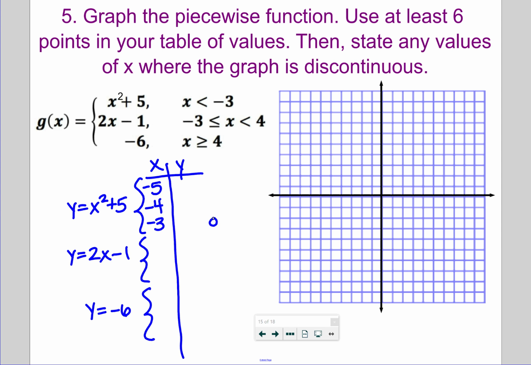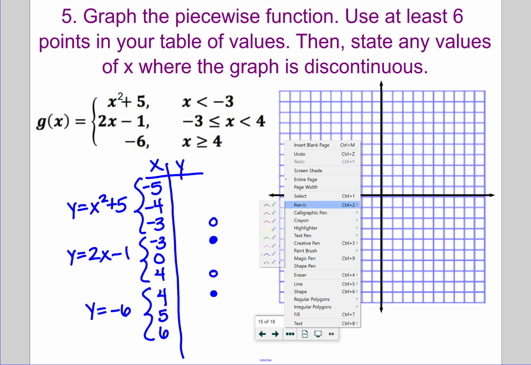2x minus 1 is all the values between negative 3 and 4. So I'm going to pick like negative 3, 0, and 4. Again, it's important to include those end values. You can always pick more than that if you want. Negative 3 when I graph it will be a closed circle. 4 when I graph it will be an open circle. And then finally, y equals negative 6 is all values greater than 4. So I'm going to pick 4, 5, 6. 4, that breaking point will be a closed circle.